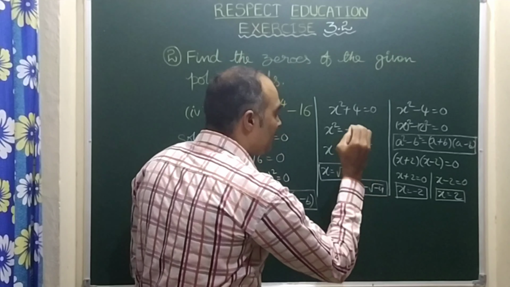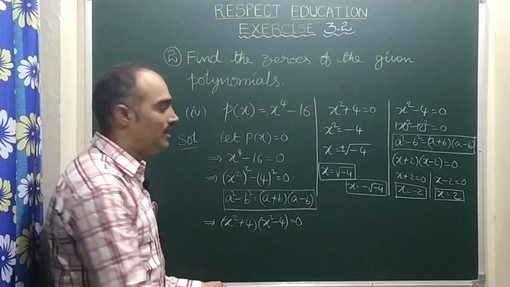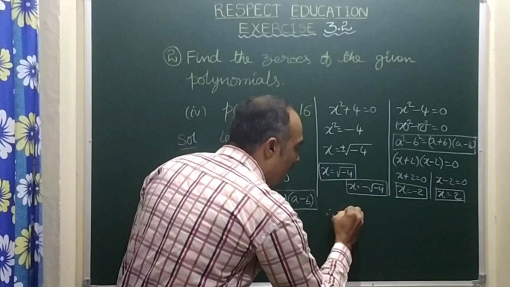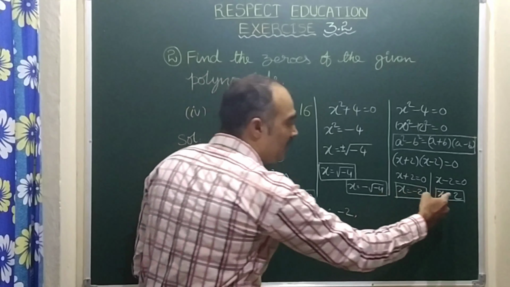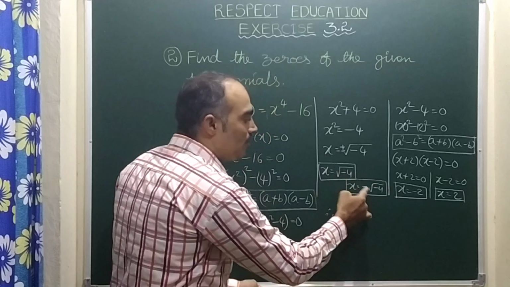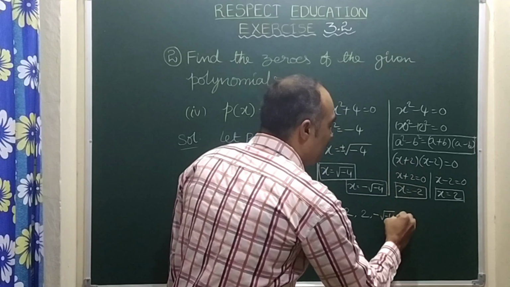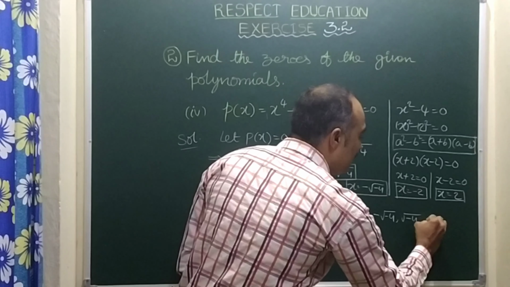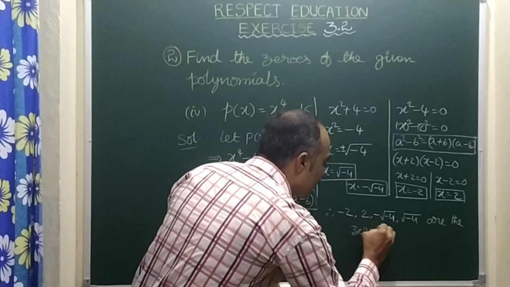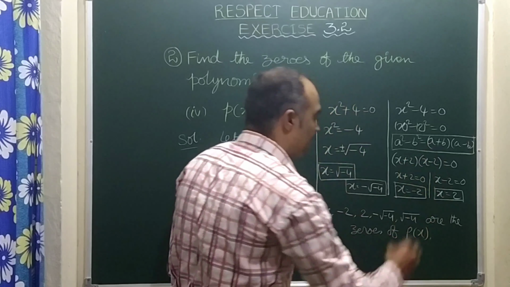So here the given polynomial has 4 zeros. If we write them in order, you see minus 2, this is the first root, plus 2, this is the second root, and these two. So we can write minus root minus 4 comma root minus 4. These are the zeros of the given polynomial p of x.